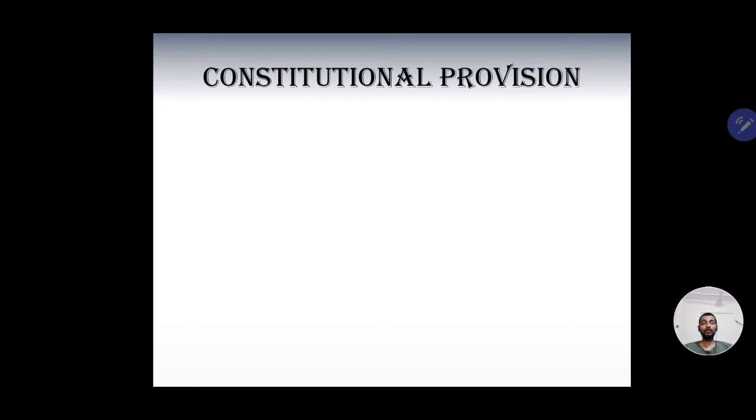One more thing, the constitutional provisions only talk about citizenship prior to the commencement of the Constitution, that is 26th of January 1950. For any date after that, it is the Government of India which decides.